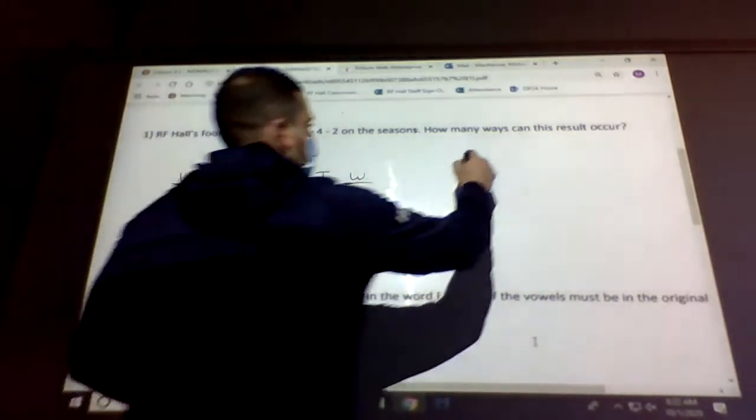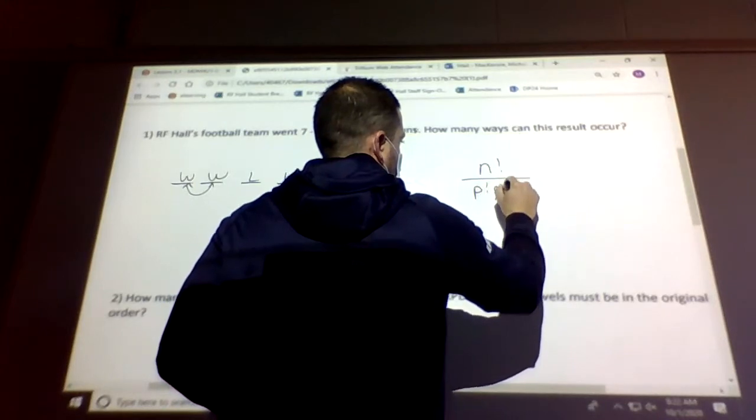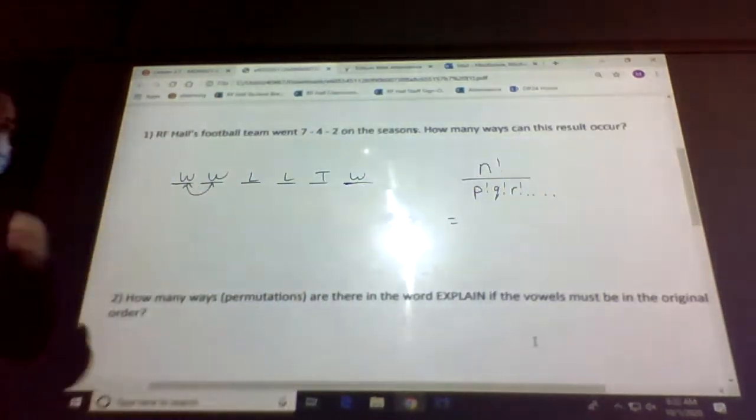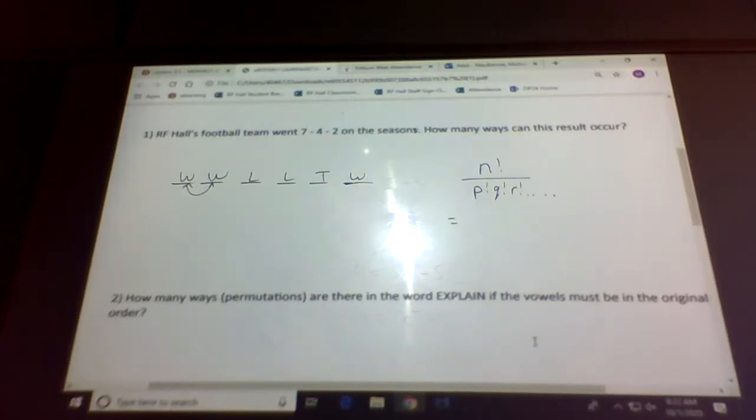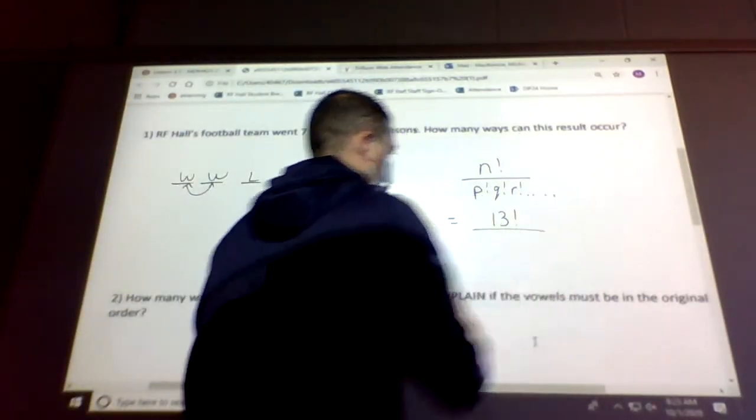So the top of the formula, n, represents everything, okay? So how many games were played in this example? How many games were played? 13. So we have 13 factorial in the numerator.